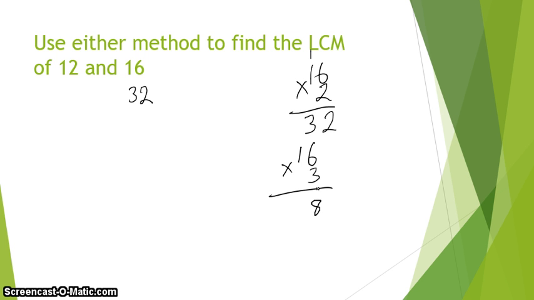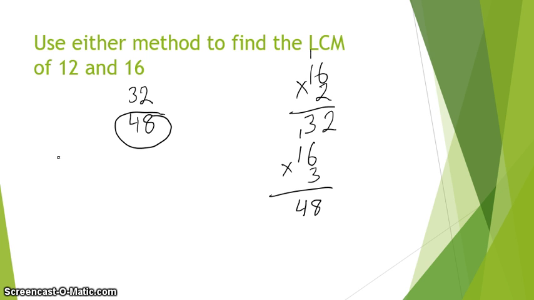So next, I'm going to try and multiply 16 by 3. 3 times 6 is 18. 1 times 3 is 3 plus 1 is 4. So 48. Can 12 go into 48? Yes, it can. Think about your days and hours. 4 12-hour periods will give you 48 hours. So 12 does go into 48, so 48 is my least common multiple.